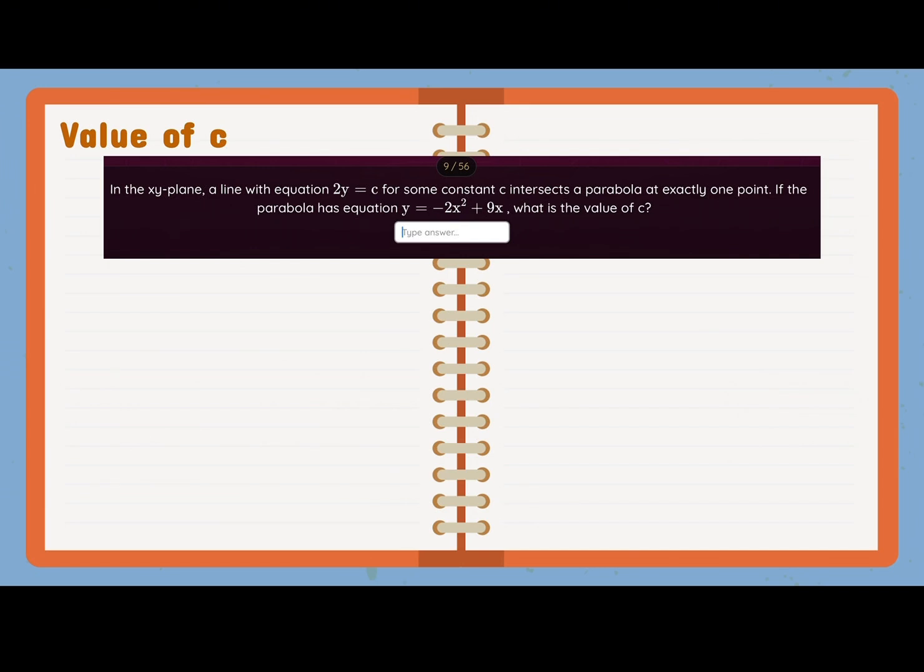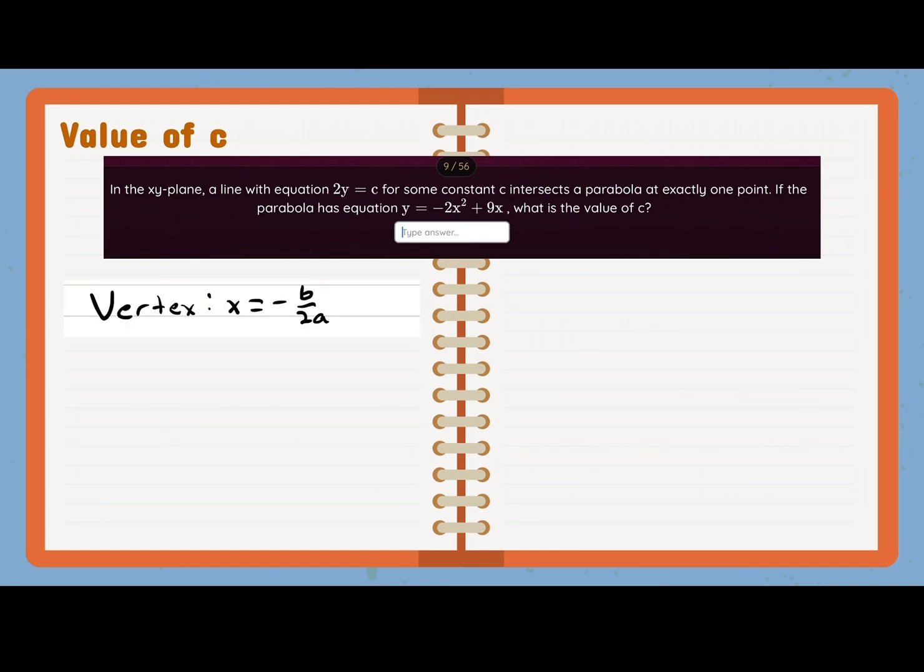Okay, value of c. A line with equation 2y equals c, with some constant c, intersects the parabola at exactly one point. If the parabola has equation y equals negative 2x squared plus 9x, what is the value of c? Even though you do have access to Desmos, you still want to solve this one out mathematically. Obviously, it helps to visualize the graph, so if that helps you out, please go ahead and do so. But we don't know what c is, which makes this question a lot harder to do with Desmos only.